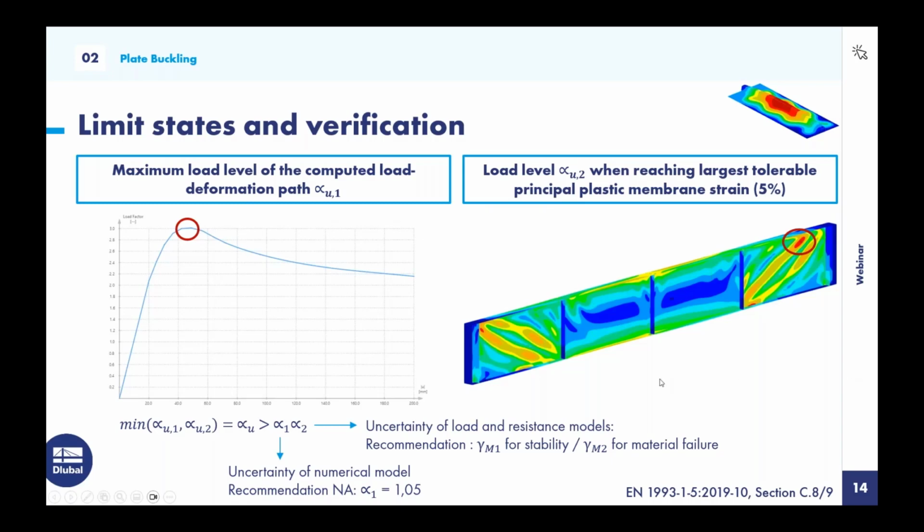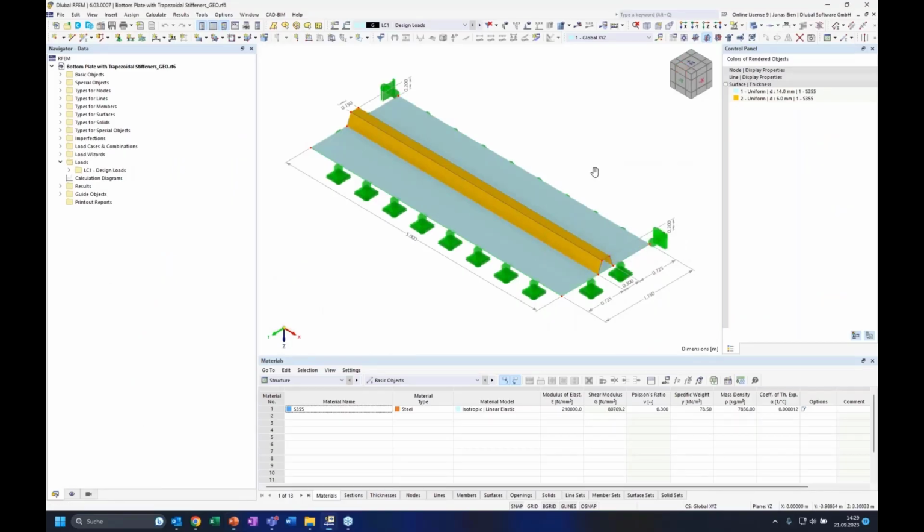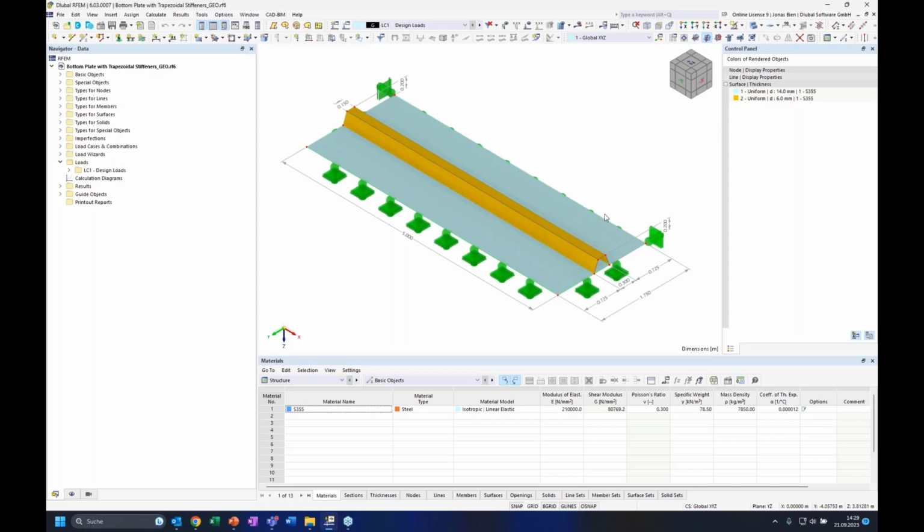I now want to show you how we can perform such analysis in RFEM, and therefore I directly jump into the program. I have already prepared the basic model for this webinar, so we don't waste too much time. So we have the 40 mm plate with a centric trapezoidal stiffener. The plate thickness of the trapezoidal stiffener is 6 mm. The material for all parts is mild steel S355.